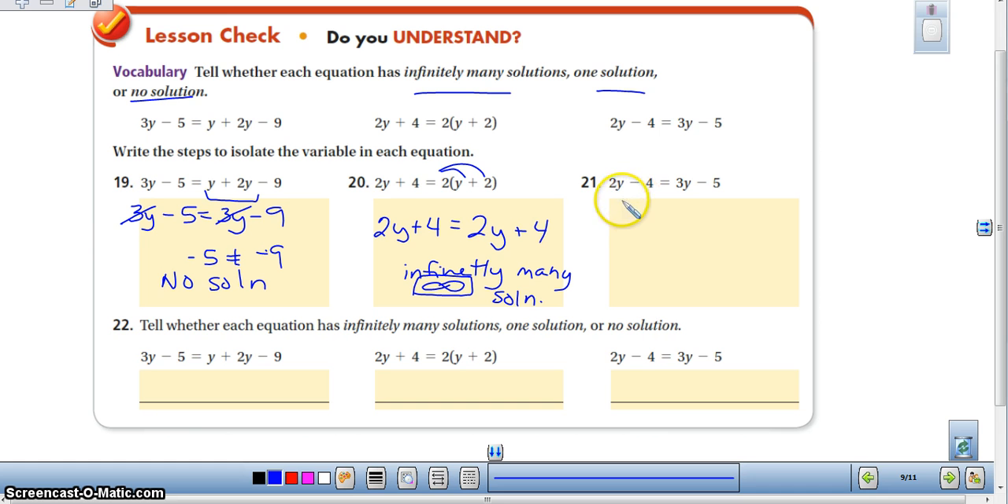As we look at this equation, we are looking at 2y minus 4 equals 3y minus 5. If we're going to solve this, we would get all the variables on one side. And what I already noticed is that I'm going to have a y variable. I would have 1y minus 5, which means if I'm solving for y, there will be one solution.